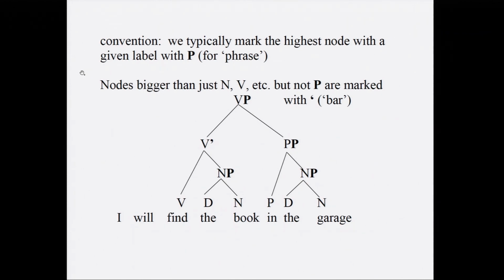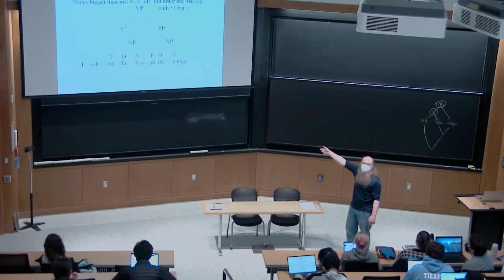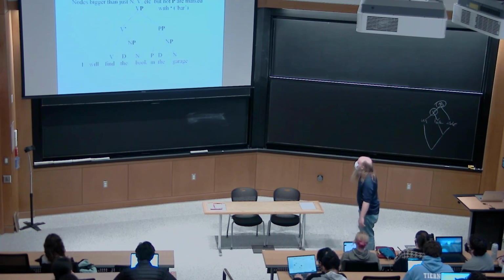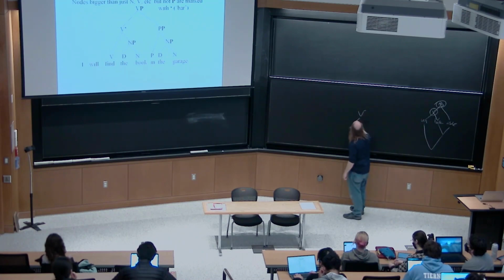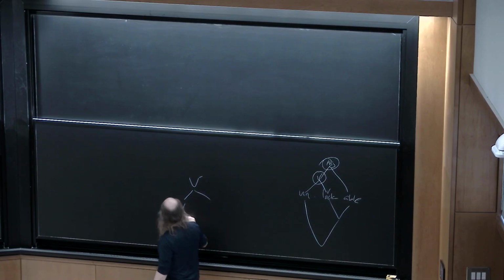Nodes that don't get the label P because they're not the highest thing, and that also are not just the bare word, like find, just the verb, things that are in between like that. It's sort of an unfortunate label. We call things like, so here, I'll draw it again here. Find the book.